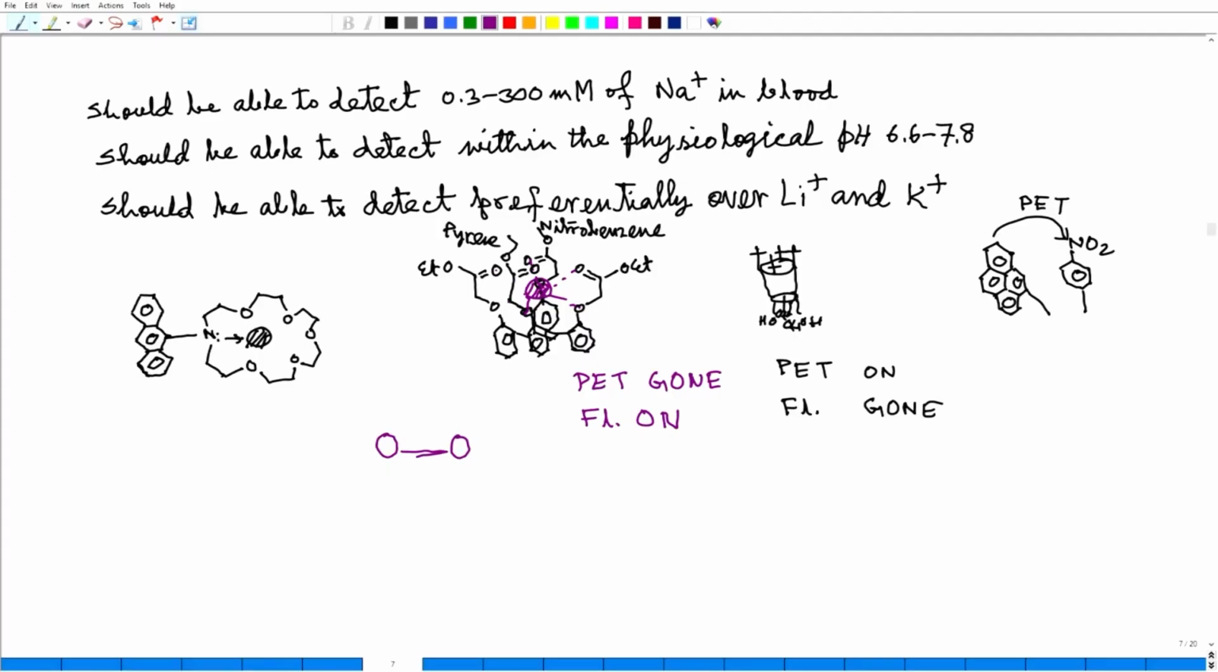However, it has been cleverly designed, or whoever designed it has cleverly designed it, based on the property of calixarenes, flexibility. Okay. So this is an excellent idea. That's why I told you that. Otherwise, simply PET sensors you already know. All right.